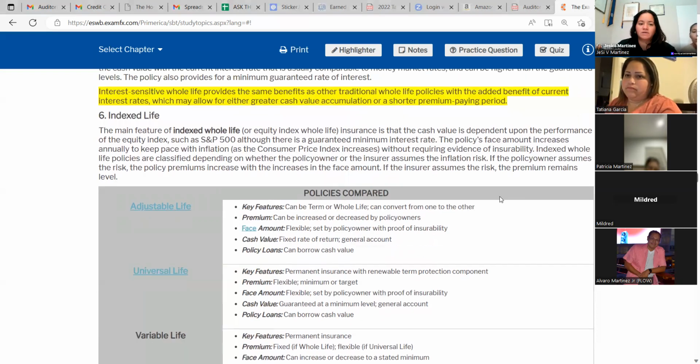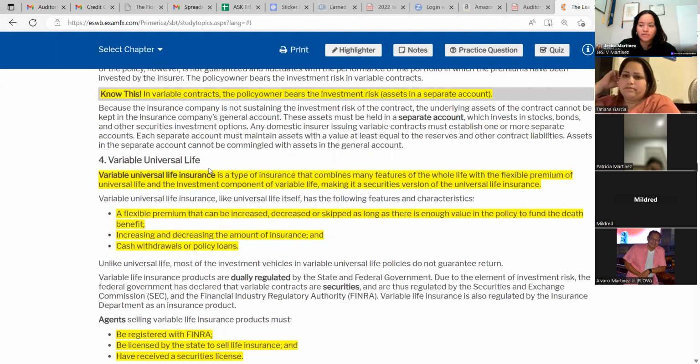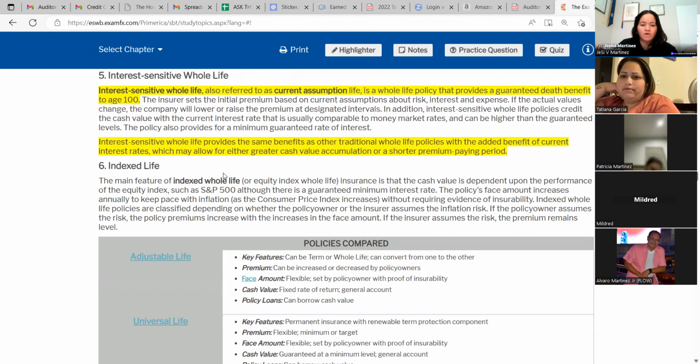Okay, so index whole life, the cash value that it has, it depends on the market, on the equity index. Basically, it all depends on the market. It's like an investment kind of thing. It's an investment, but the difference between this one and the variable universal life or the variable life itself is that it doesn't have any guarantee.